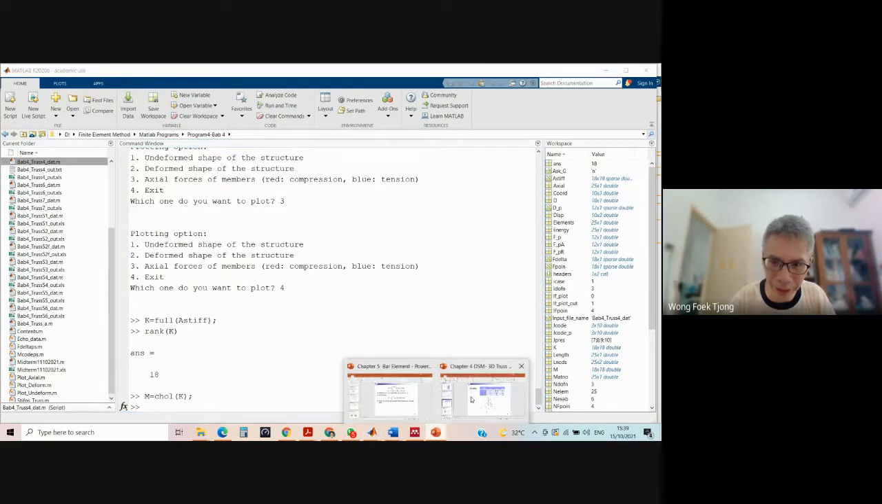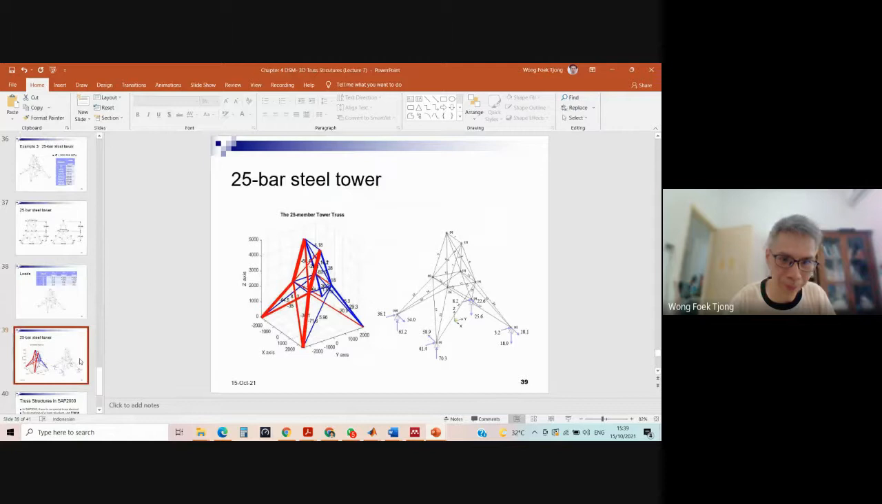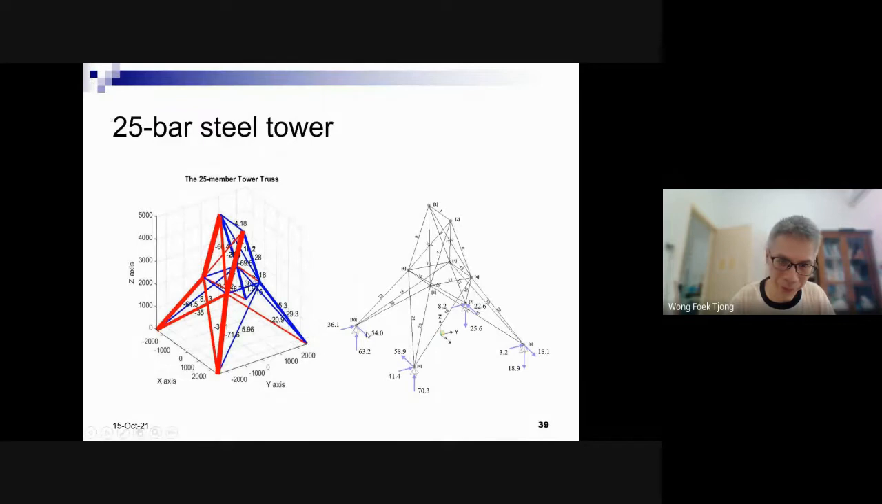About 3D truss, are you ready for the exam? Don't worry, I will not make this problem in the exam, okay? Don't worry, because this is too complicated, right? Agree? Or is it simple? I don't know. Any comments? Any questions?